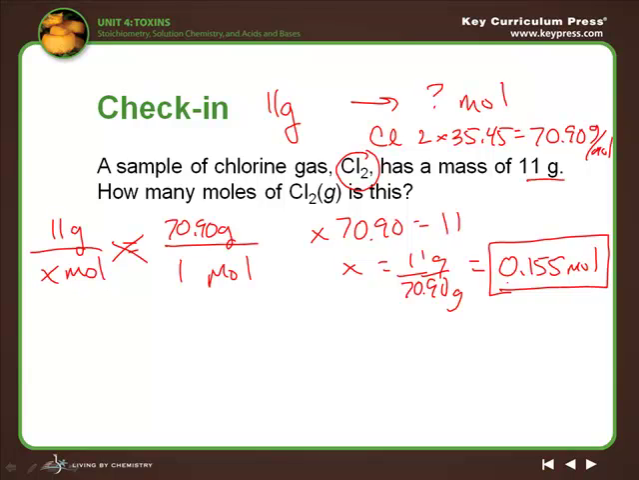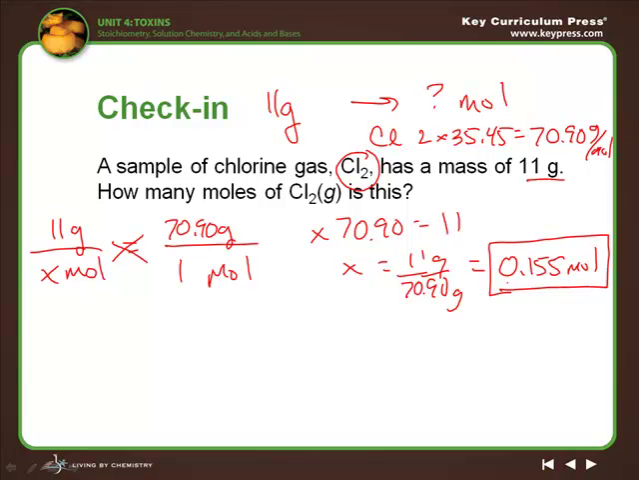Questions or clarifications? Okay. Yes, sir? What if you got 0.16? Okay, if you round it a little bit more, that is okay in this case because you have 2 digits in 11. So 0.16 would be an acceptable answer. Any other questions or clarifications?